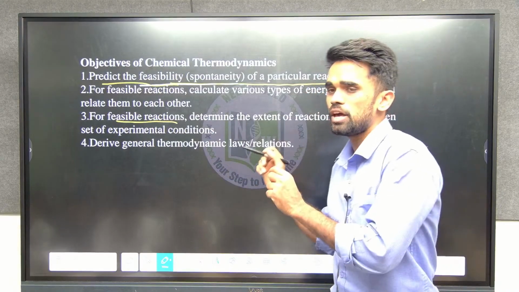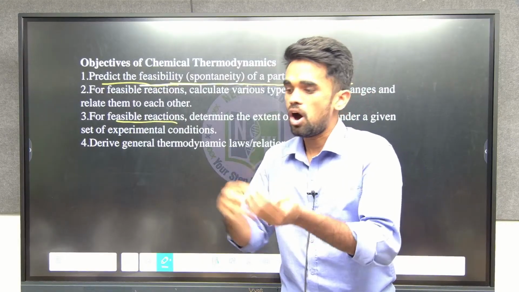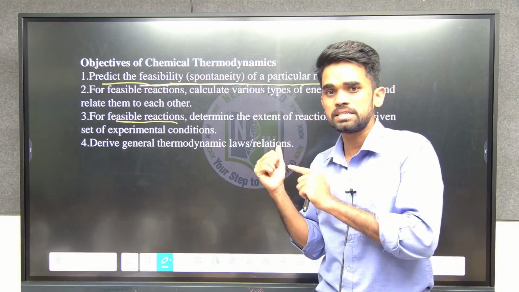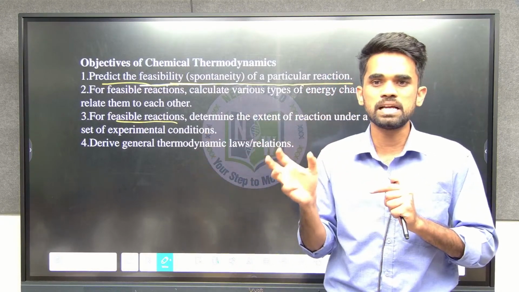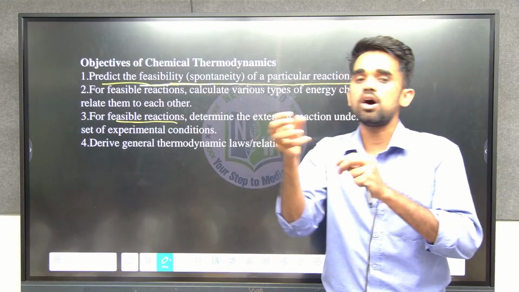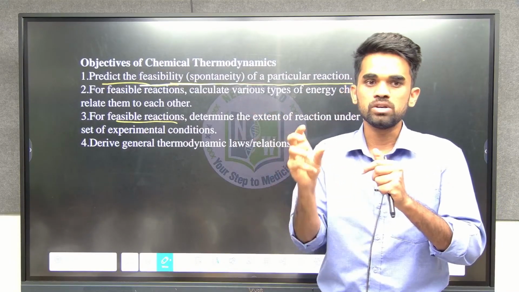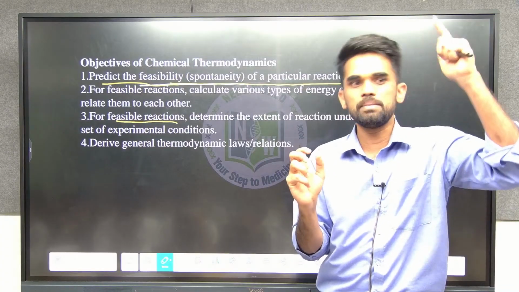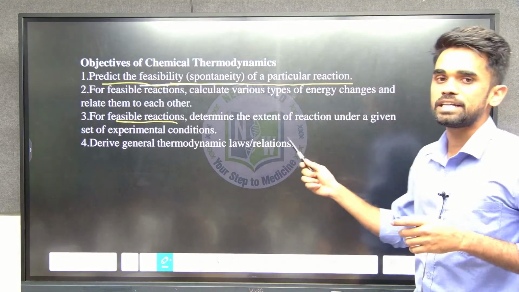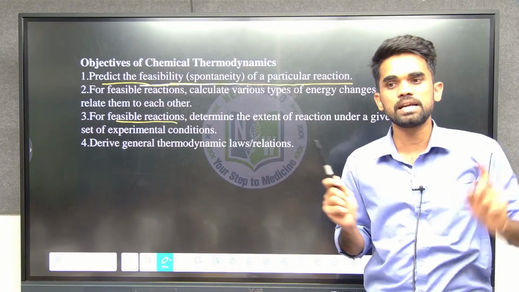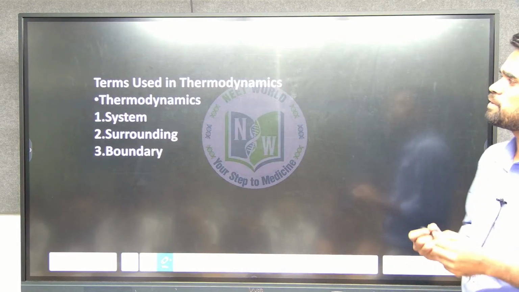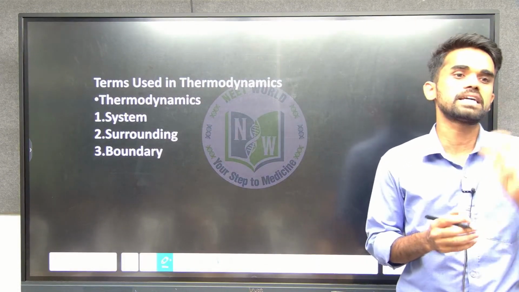Now, thermodynamics cannot explain how fast or how slow a chemical reaction is taking place. What it explains is the heat associated during a chemical or physical change, but not how fast or how slow it is taking place. This how fast, how slow comes under the rate of a reaction, which we will discuss in chemical kinetics. We have a separate chapter for that. So how slow or fast a reaction takes place will be discussed in chemical kinetics.